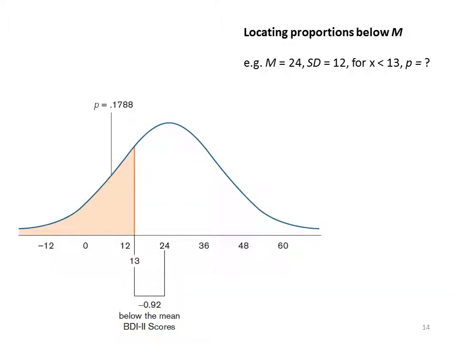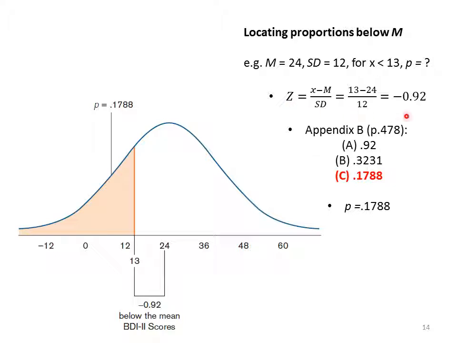This is an example on page 137. The normal distribution has a mean of 24 and the standard deviation is 12. And the question is, what's the probability of obtaining a score smaller than 13? And we need to calculate this area, the pink area. And in the unit table, the tail is on the right, but the normal distribution is symmetrical, so the size on the right or on the left should be the same.